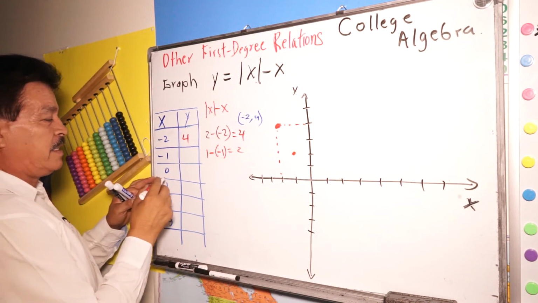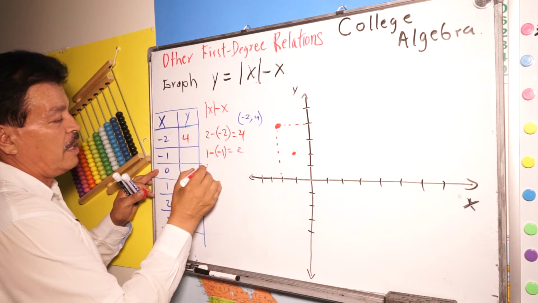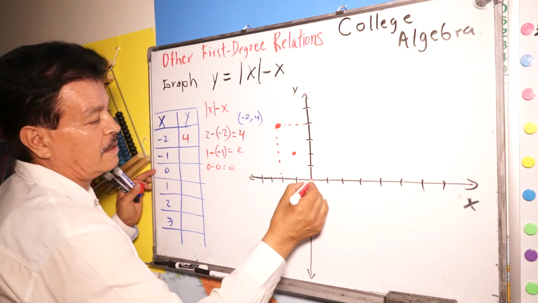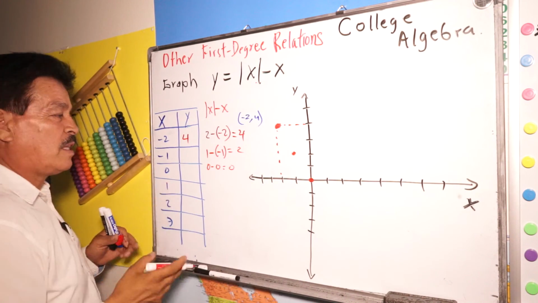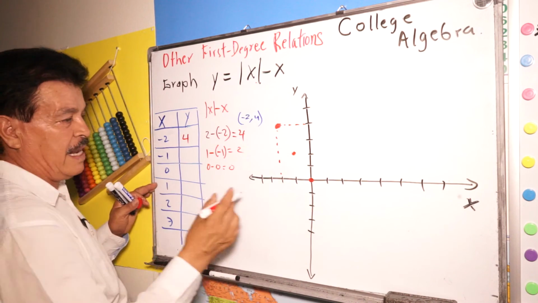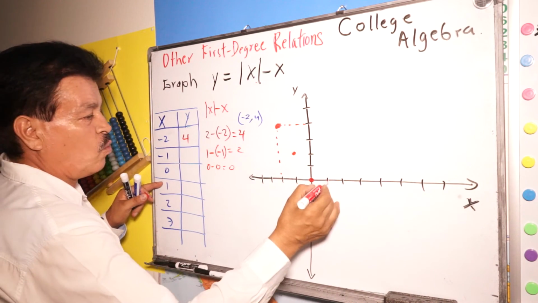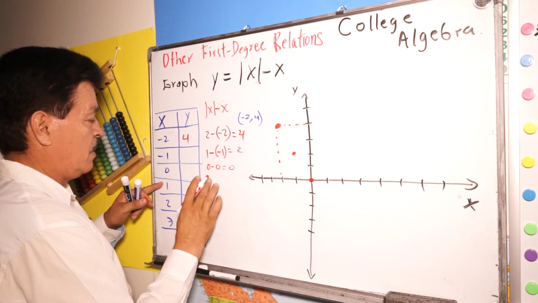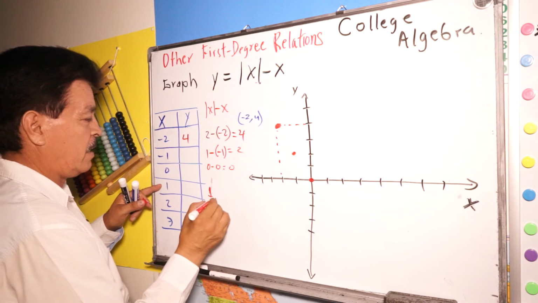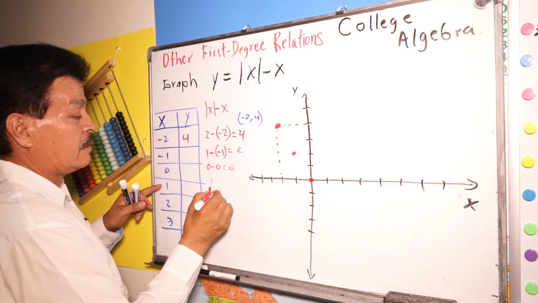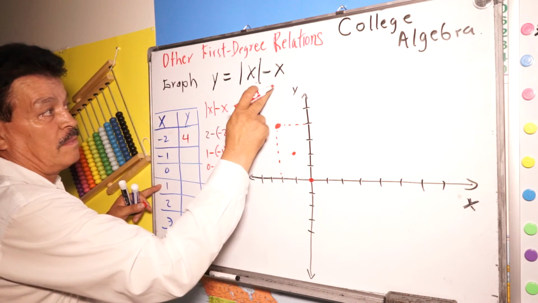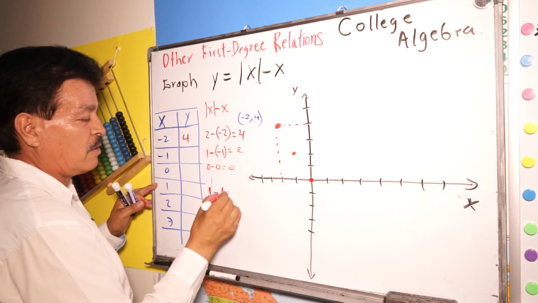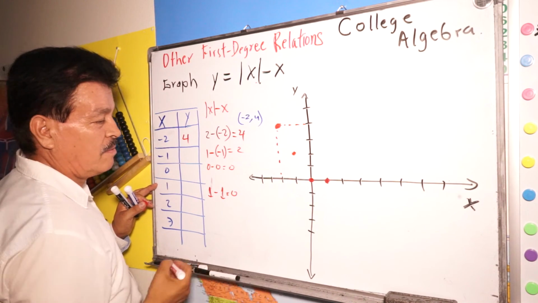Now 0. Here we have 0 minus 0 equals 0. But look at this, this is very important. That's why I'm graphing this. Now x equals 1. The absolute value of 1 is 1, minus 1. Minus is 0. It equals 0. Right here is 0.